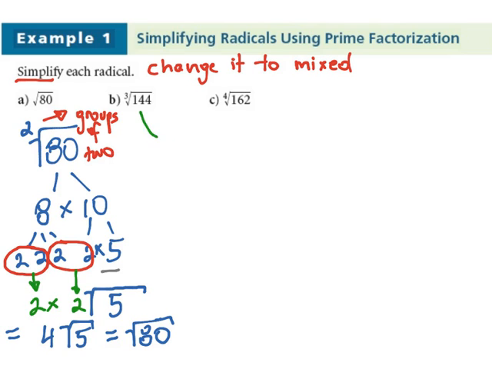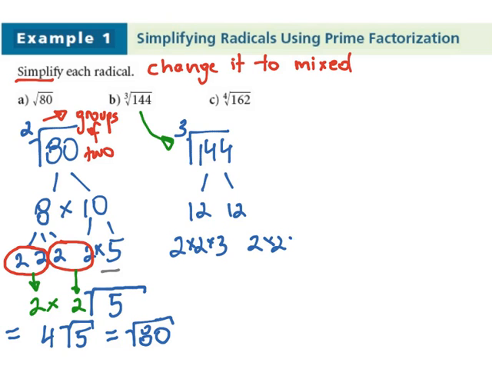Now we'll do the next part. Cube root of 144. Again, we're going to prime factorize. It's 12 times 12, which is 2 times 2 times 3 times 2 times 2 times 3. Since now we have an index of 3, we're looking for groups of 3.